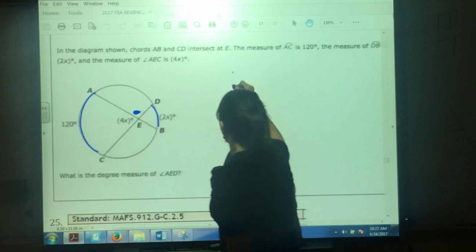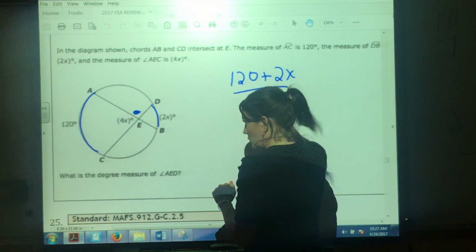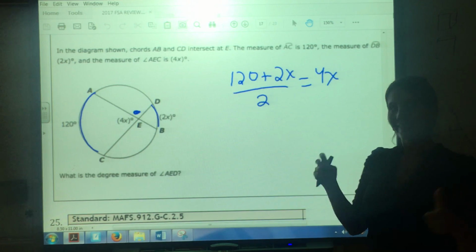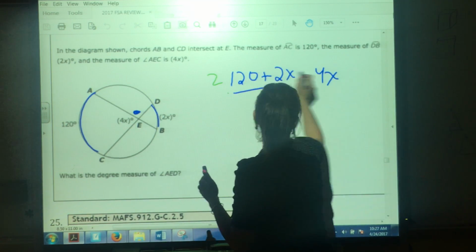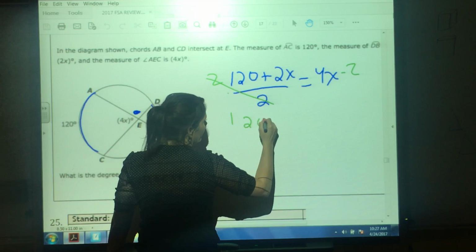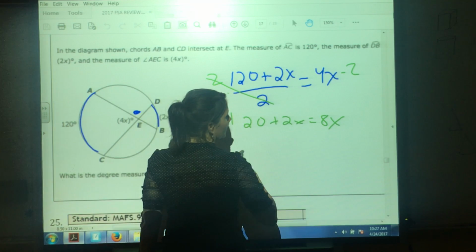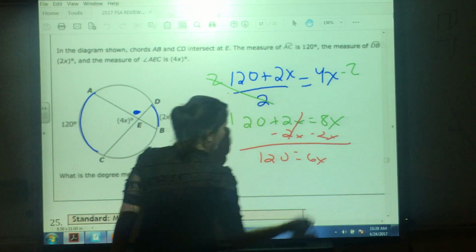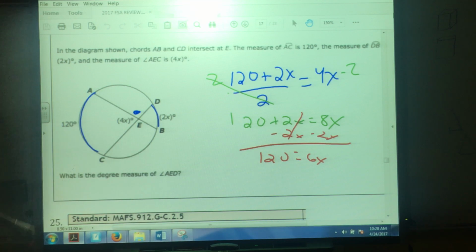I can say 120 plus 2x divided by 2 is equal to 4x. Once I do that, I'm going to solve for x. So multiply by 2, clear the fraction. I'm going to do this quickly because you guys know how to solve equations. You get 120 is equal to 6x. What's x equal to? 20. By the way, if you write 20 down in your answer, you are wrong. You've got to take that and plug it in.